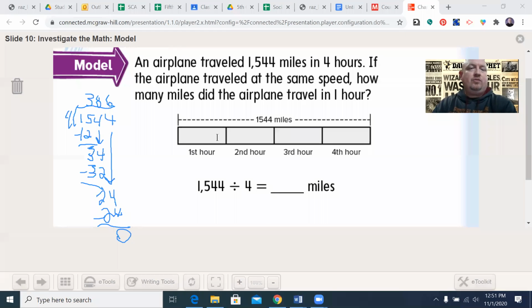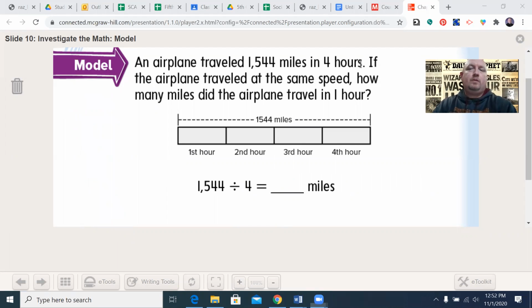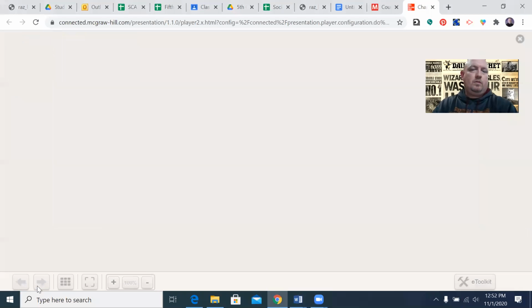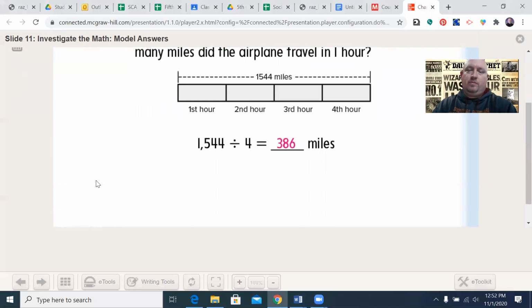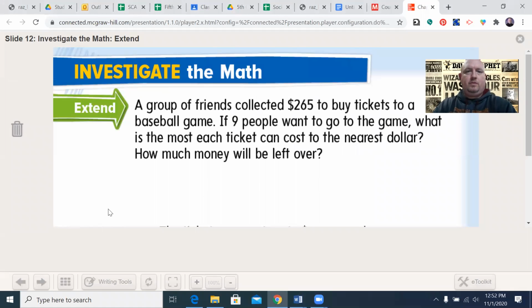So my final answer, 386 miles in 1 hour. I can obviously check that by multiplying 386 times 4, and hopefully it will get me 1,544 miles. All right, let's go ahead and clear the drawing. Yep, we were right. Woohoo!